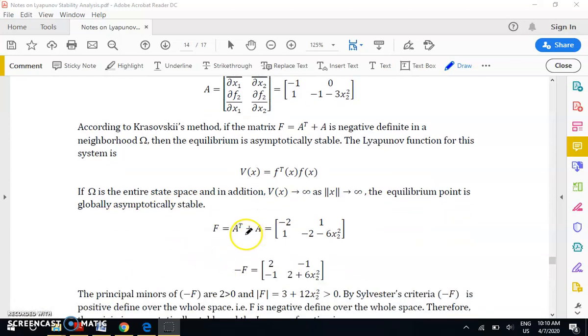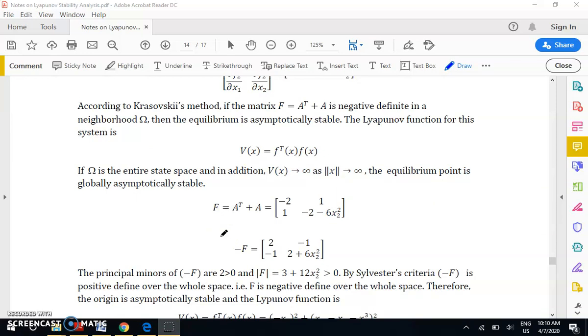We evaluate F equal to A transpose plus A, which comes out as minus 2, 1, 1 and minus 2 minus 6x2 square. We are supposed to check the negative definiteness of the matrix. However, with Sylvester's criteria, we know how to check positive definiteness of a matrix. So we take minus F, which is 2, minus 1, minus 1, 2 plus 6x2 square, and check the positive definiteness of minus F. If minus F comes out as positive definite, then F would be negative definite.